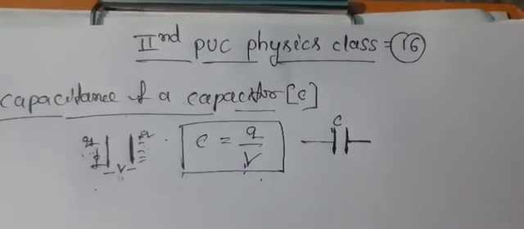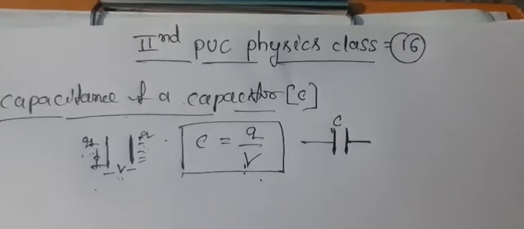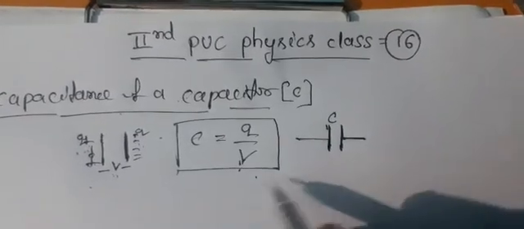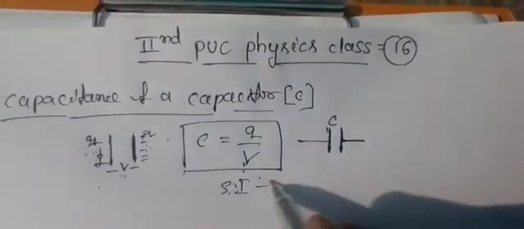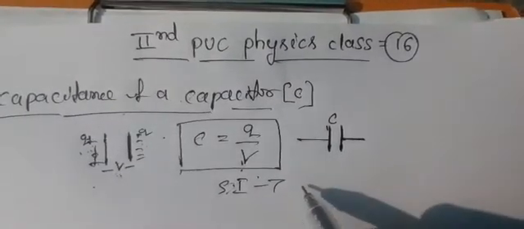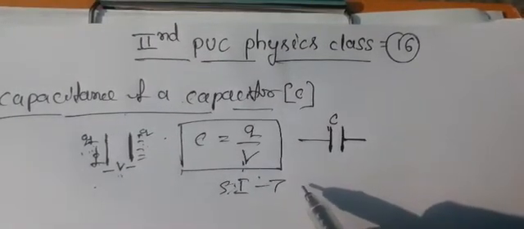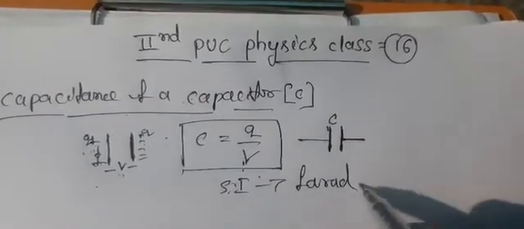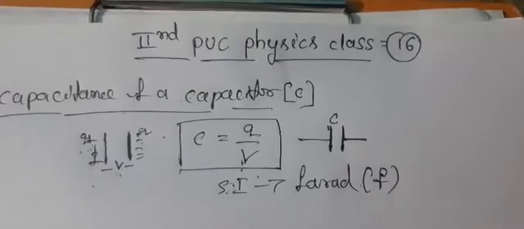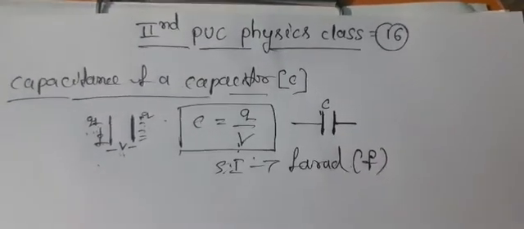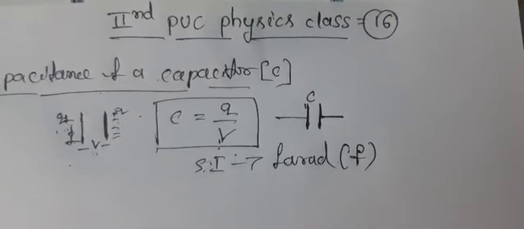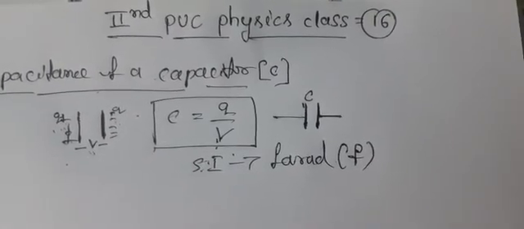A capacitor is a system of two conducting plates separated by an insulator. What is the SI unit of capacitance of a capacitor? The standard SI unit of capacitance is the farad. The symbol is capital F. The SI unit of the capacitor is the farad, represented by the symbol F.